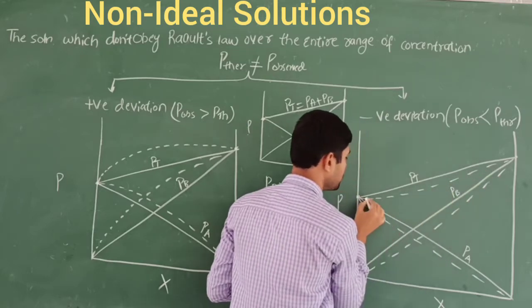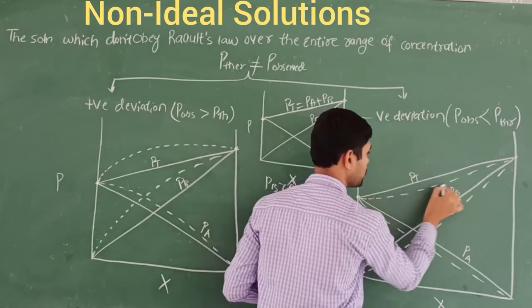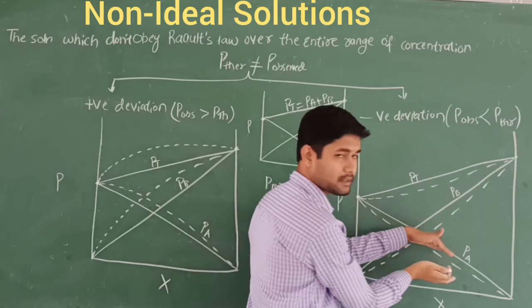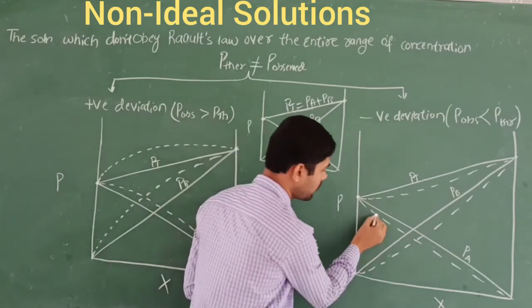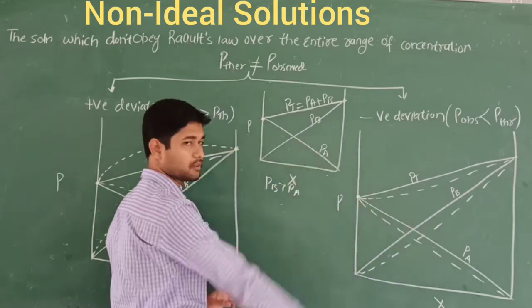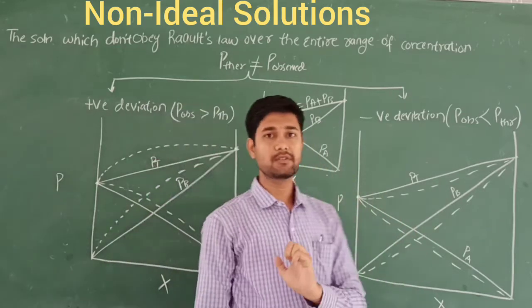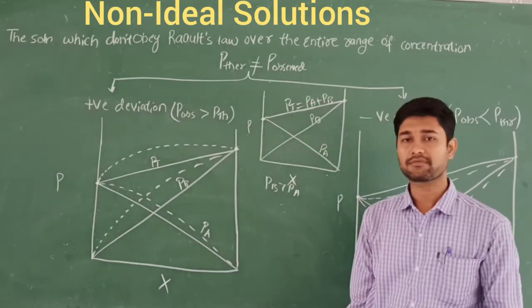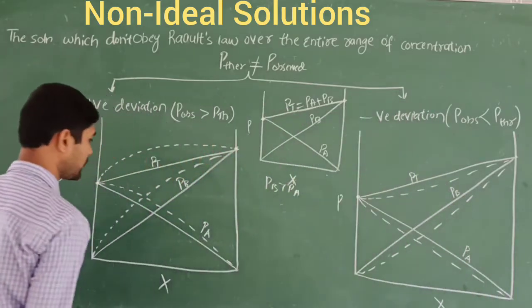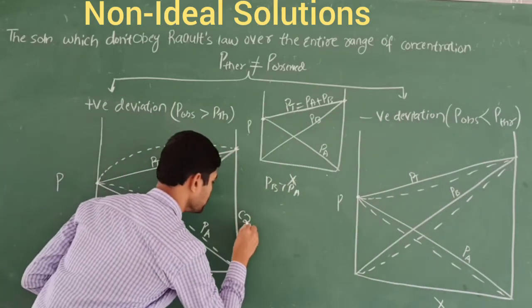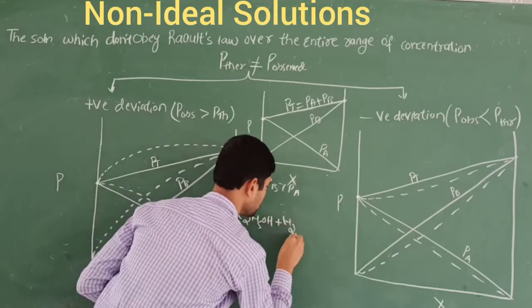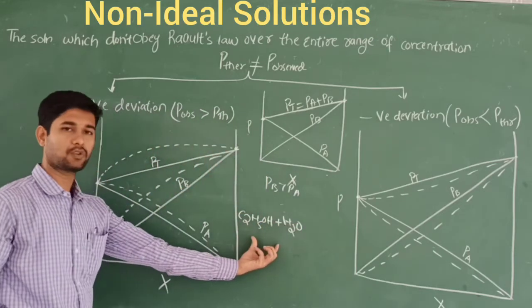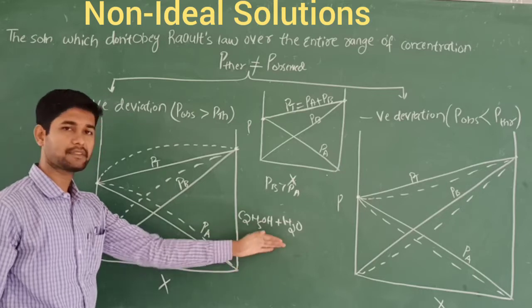We are going to draw it below this curve, and also compare the components A and B. The vapor pressures of A and B are also lower than Raoult's law. This is positive deviation and negative deviation. Why does it happen? Because of the solutions. For this one I am going to give the example of ethanol, C2H5OH, plus water. So in these solutions, what happens here?